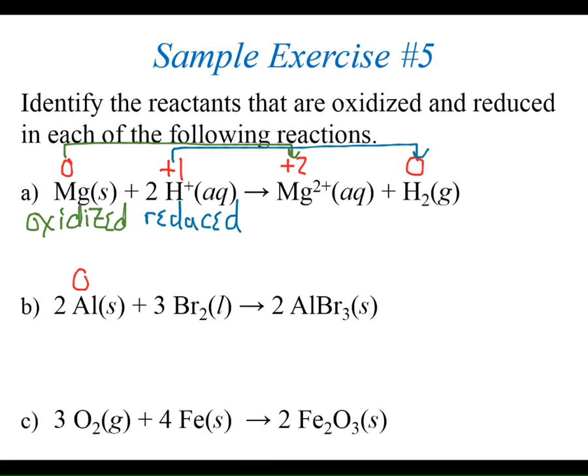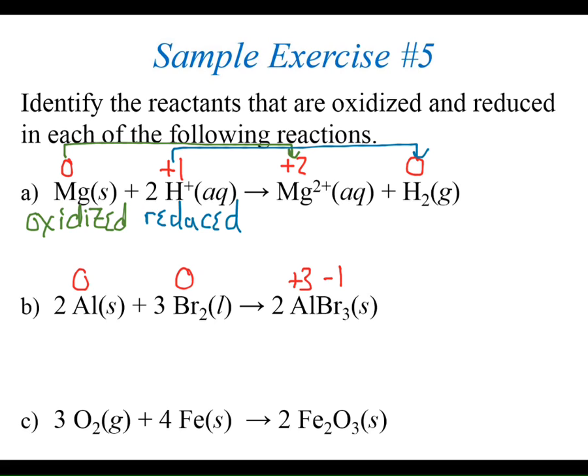Bromine all by itself? How about aluminum bromide? What's aluminum here in this compound as an ion? What's aluminum's charge normally in a compound? It's 3 plus. So its oxidation state, I would say, is +3. How about bromide? The charge is 1 negative, so -1 is the oxidation state.